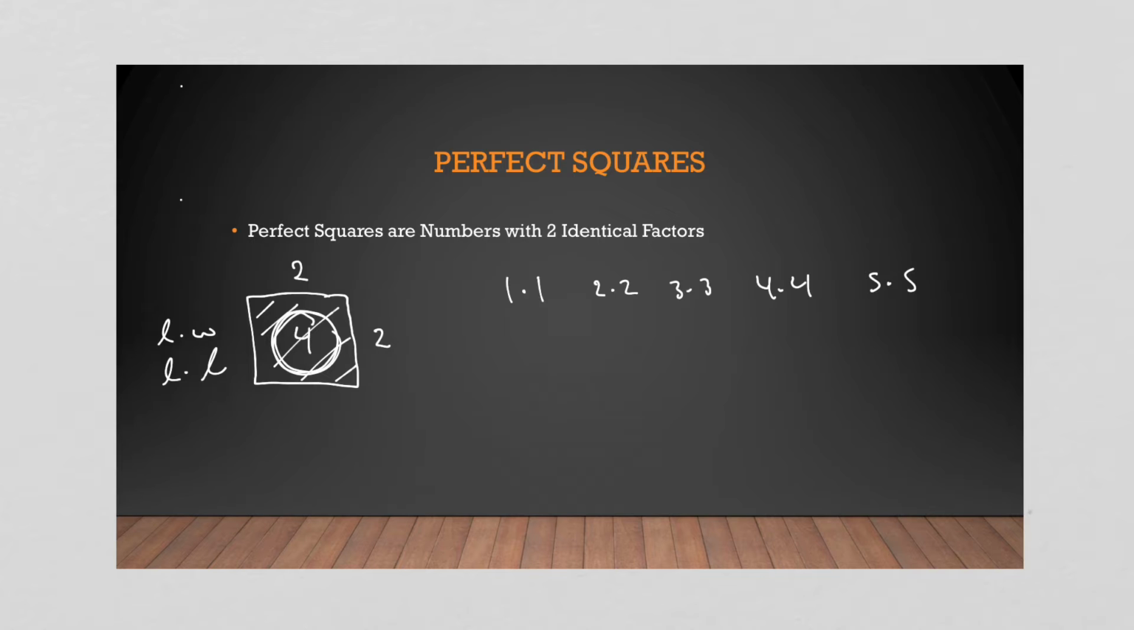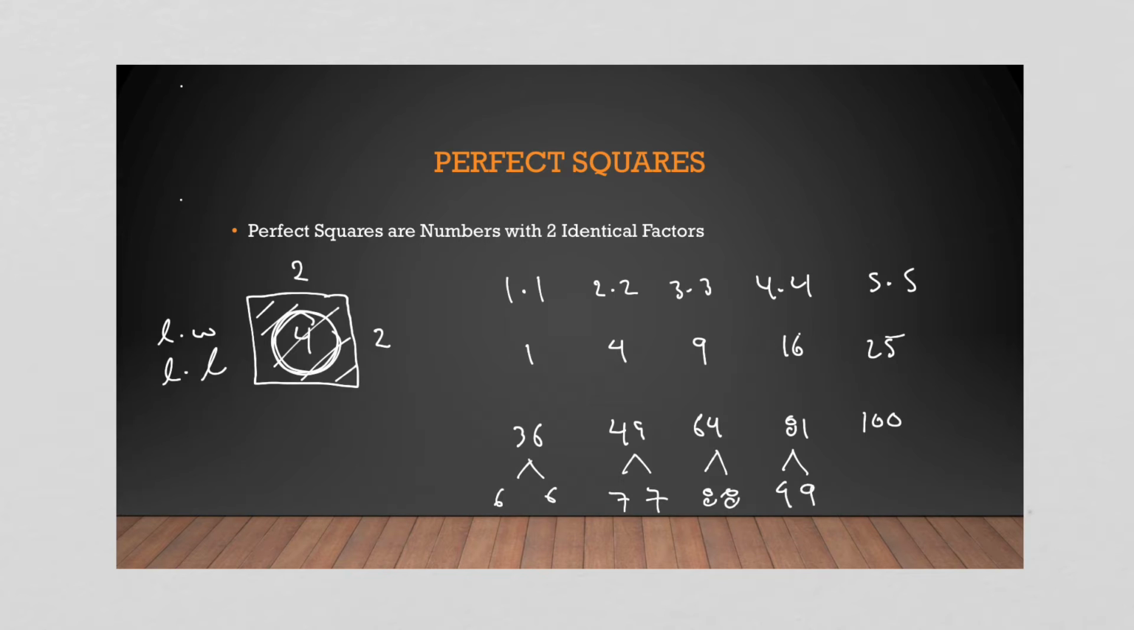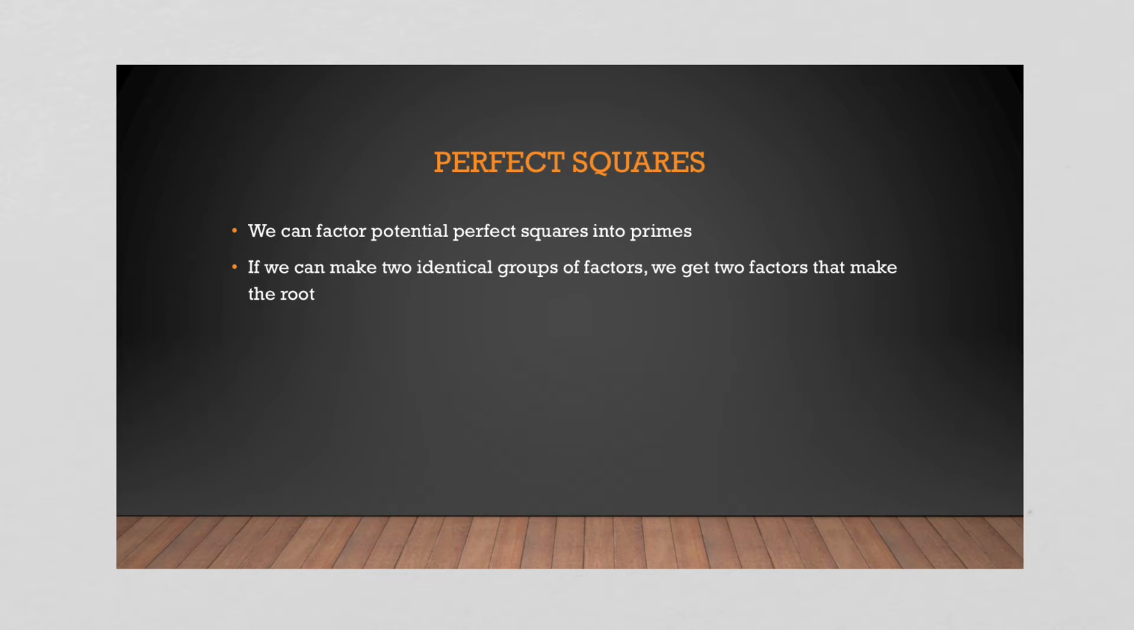These are all perfect squares. So what are their products? 1, 4, 9, 16, 25. If we keep going, we get 6 times 6, 7 times 7, 8 times 8, 9 times 9, 10 times 10. Those are perfect squares because they all have two identical factors. Okay? That is a perfect square. They have two identical factors.